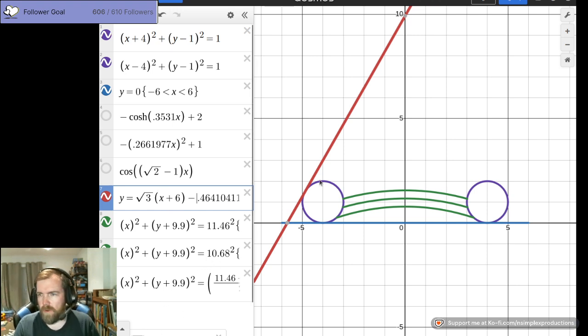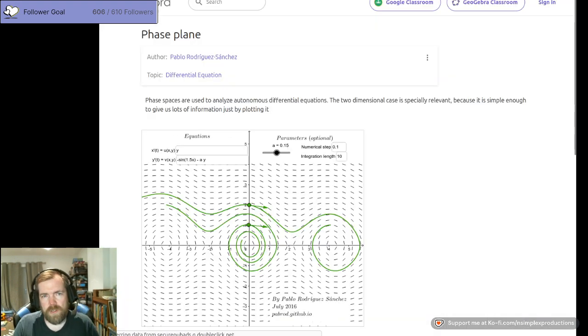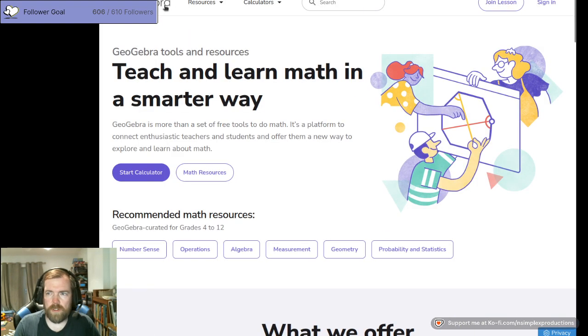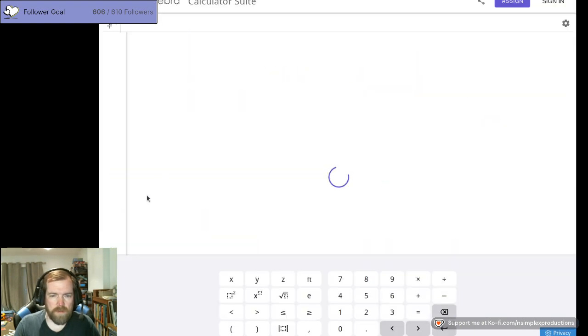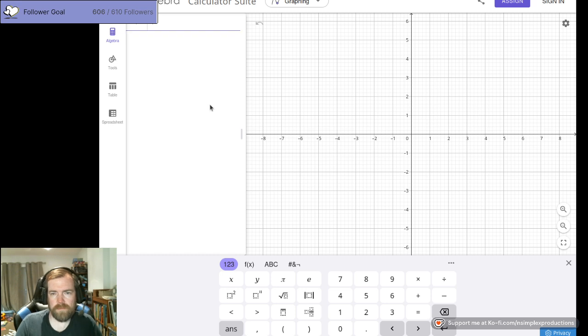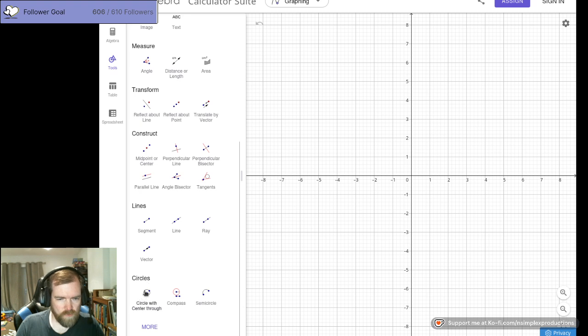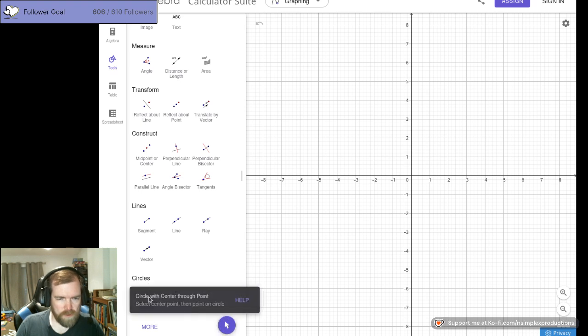Alright, so now you know how OB solves problems when real stuff's involved. So another option could have been if we'd gone and used GeoGebra. Right, we could pull up tools. So circle with center through.